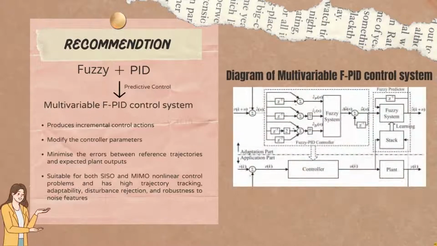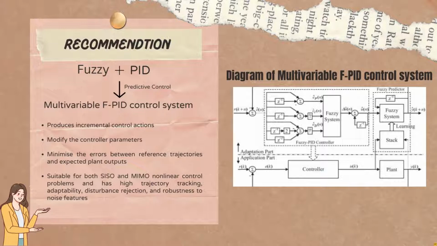In recommendation, a new approach, which is a multivariable FPID control system, was introduced. This method is the combination of fuzzy and PID controllers in a predictive control framework to create a new FPID control system. This control system can produce incremental control actions as well as modify the controller parameters.